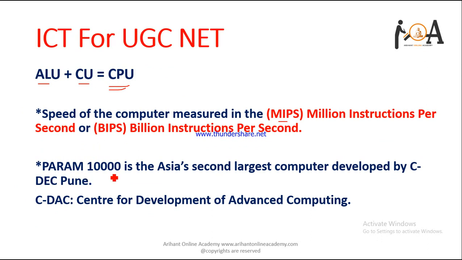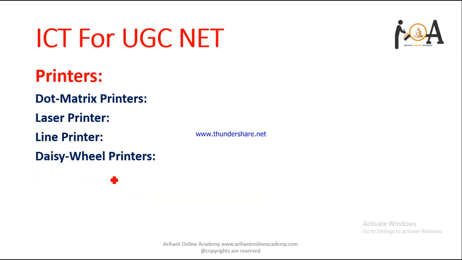And the second is Param 10000, Asia's second largest computer, which was developed by CDAC Pune. Basically CDAC is an organization whose abbreviated name stands for Centre for Development of Advanced Computing. It is a development and research organization in the field of computer science. Param 10000 is Asia's second largest computer, developed by CDAC Pune, right? So this is an important point for the purpose of ICT.